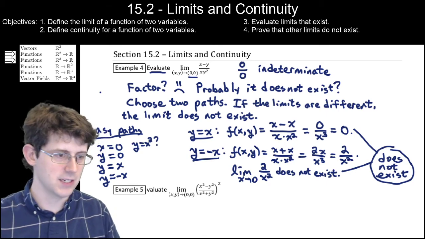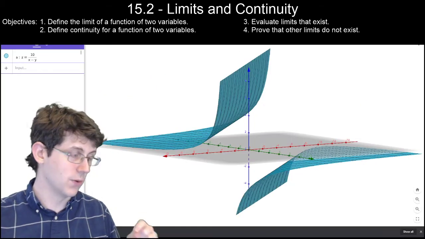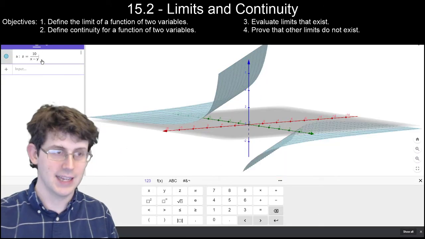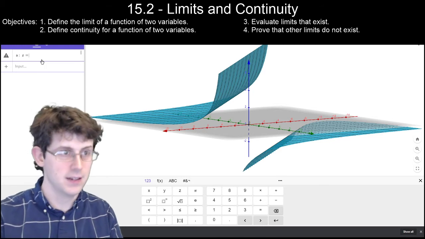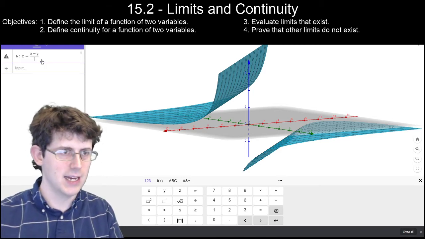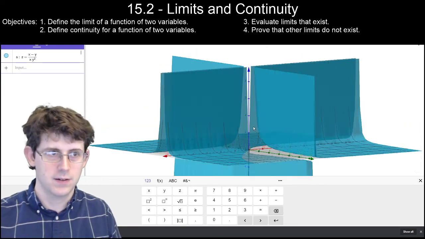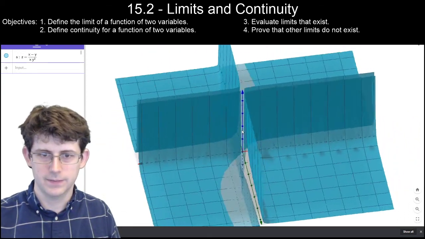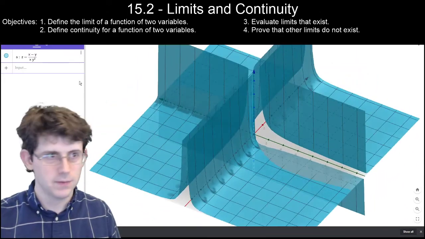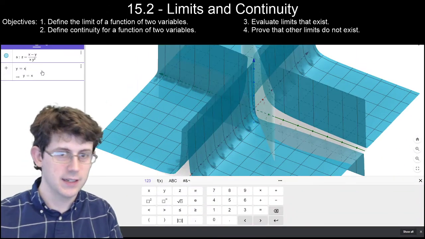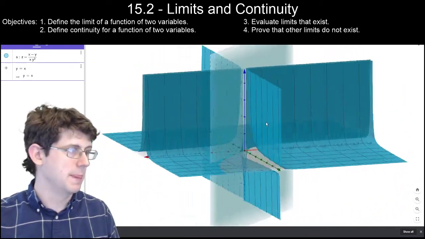Cool. Let's look at a picture of this. I want to see a surface where, when I head to the origin from different directions, I get different answers. So this was x minus y over xy squared. Okay, where is y equals x? So here's y equals x. Y equals x is this plane.